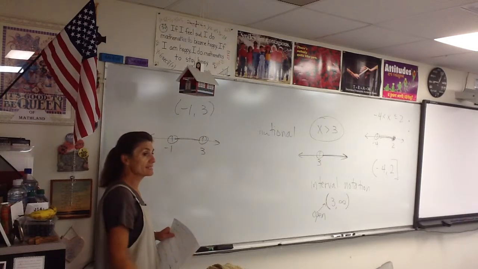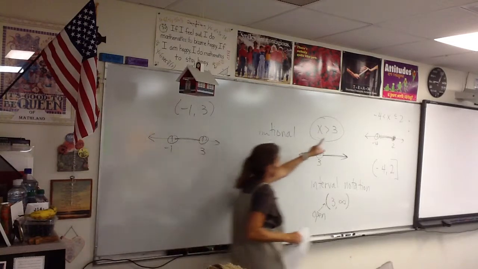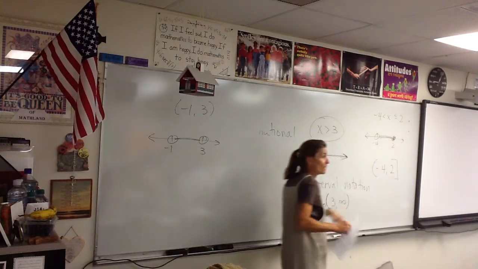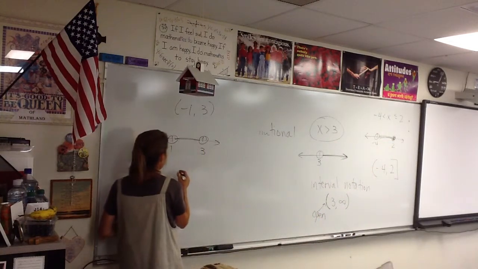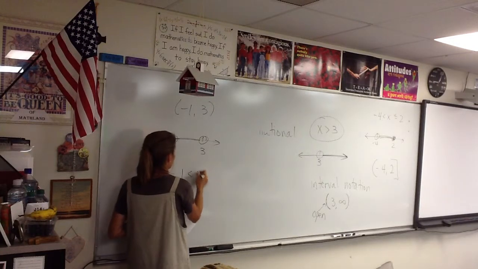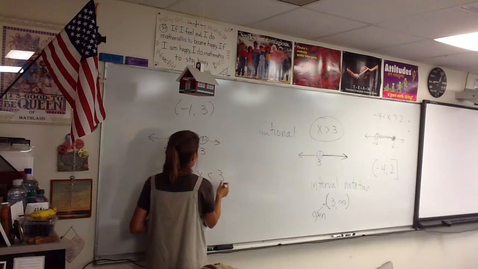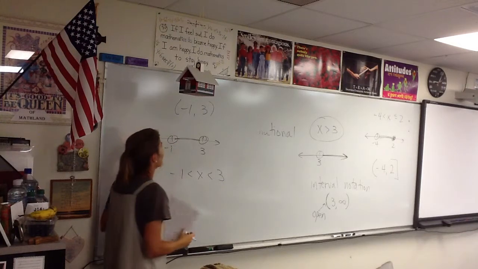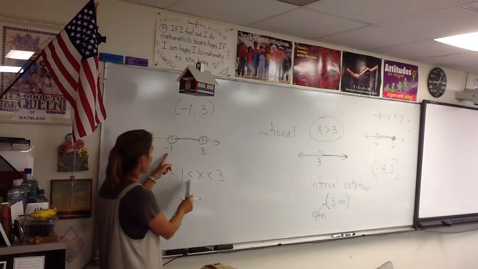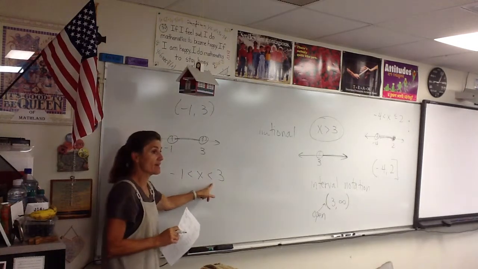What would that look like in a set? What if I wanted to write it this way? What would it look like if I wanted to write it that way? Maya? -1 is less than x, but greater than or equal to... Or is it just greater? It's just less than. So -1 is less than x is less than 3.